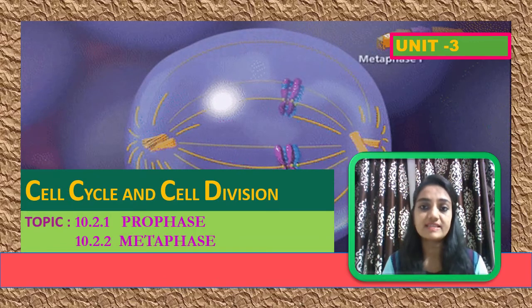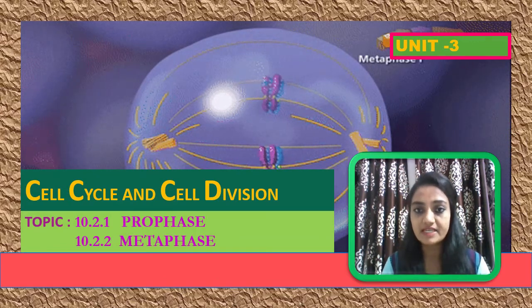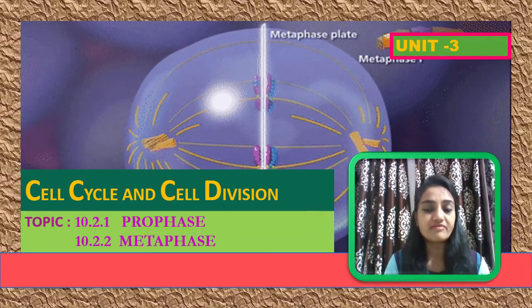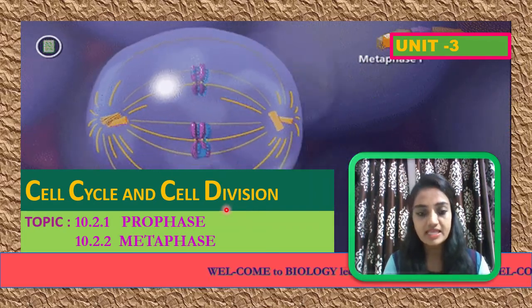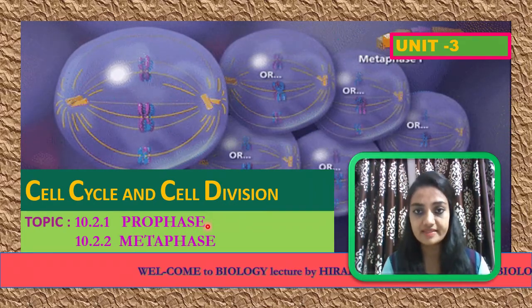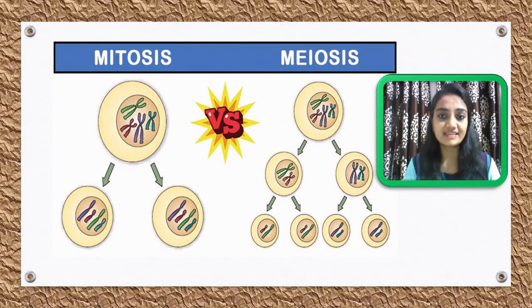The karyokinesis stage is divided into four substages, and out of those, today we are discussing two stages, prophase and metaphase. So today we are going to discuss the M phase of the cell cycle. Previously we discussed interphase, in which we learned the G1 phase, S phase and G2 phase, and after the G2 phase the M phase occurs. But the M phase may be divided into two groups, mitosis and meiosis.